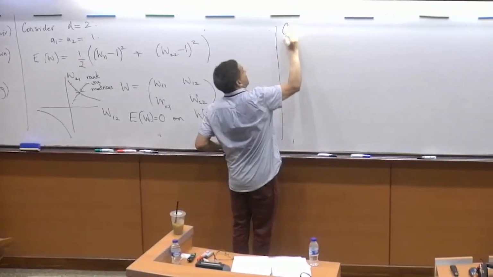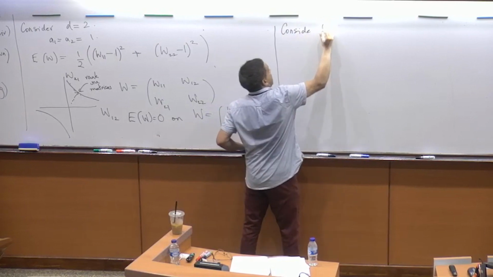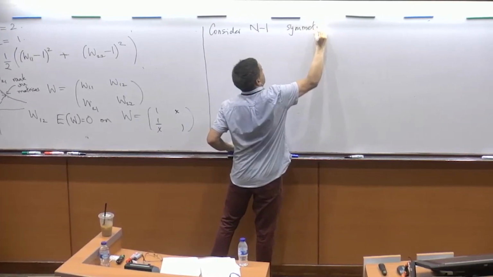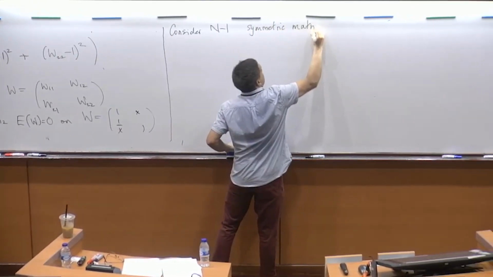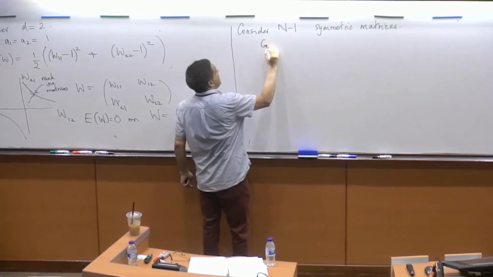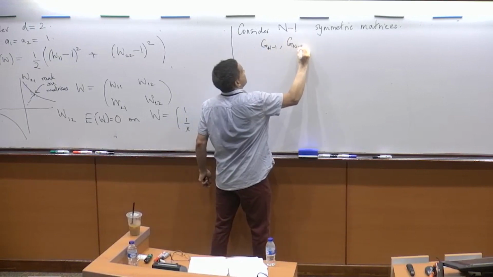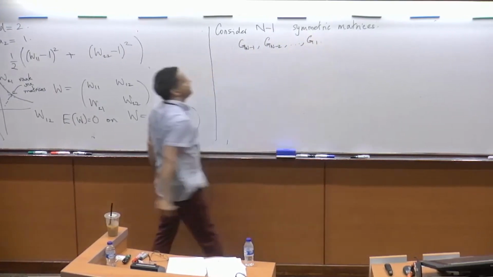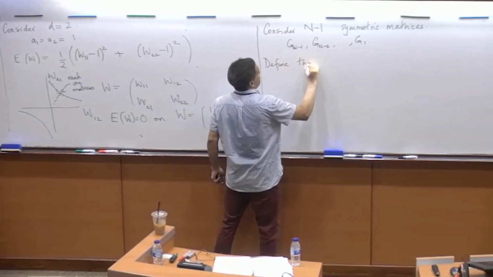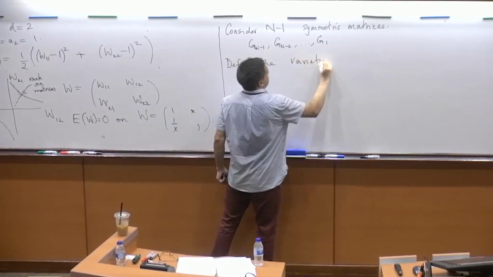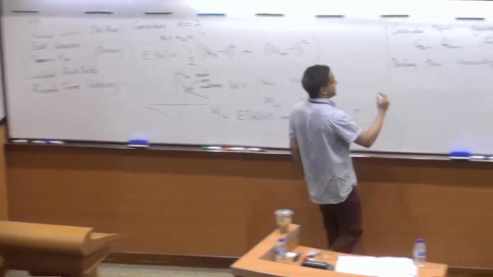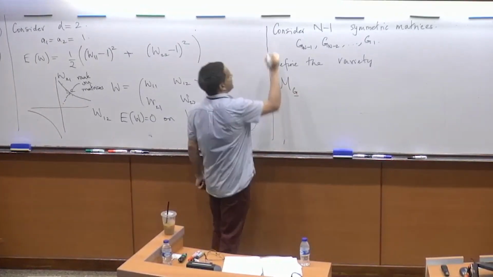So consider n minus 1 symmetric matrices. Let me denote them G n minus 1, G n minus 2 through G1. And define the variety. Variety is kind of a fancy word; it's just the solution set to a bunch of equations. Let me call it M script G.